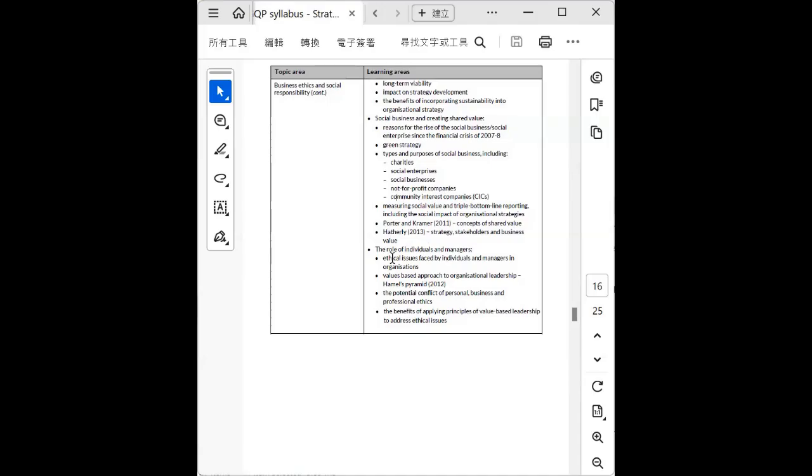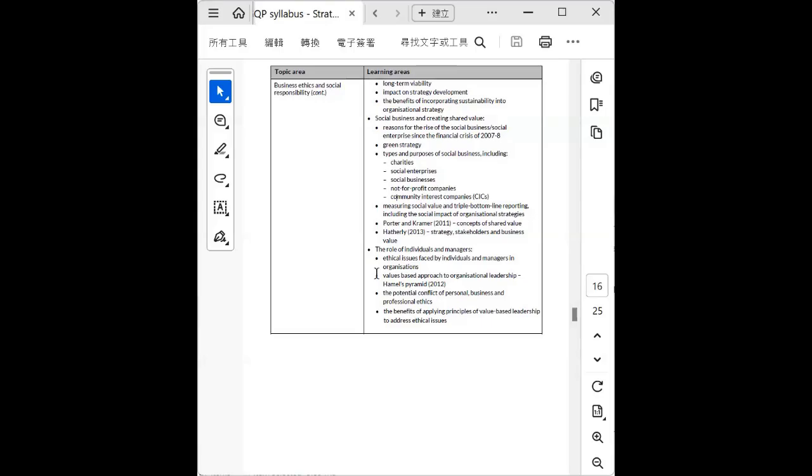And finally, this section discusses the role of individuals and managers. So, ethical issues faced by individuals and managers in organizations. Look at the challenges of the individuals, employees, and challenges when they navigate the ethical dilemma.